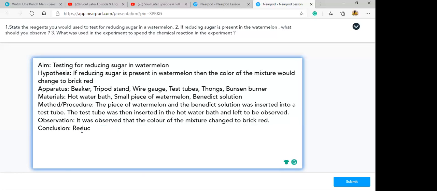Reducing sugar or reduce what? Reducing sugar is present in the watermelon. Okay. Another name for reducing sugar is simple sugar, such as glucose.